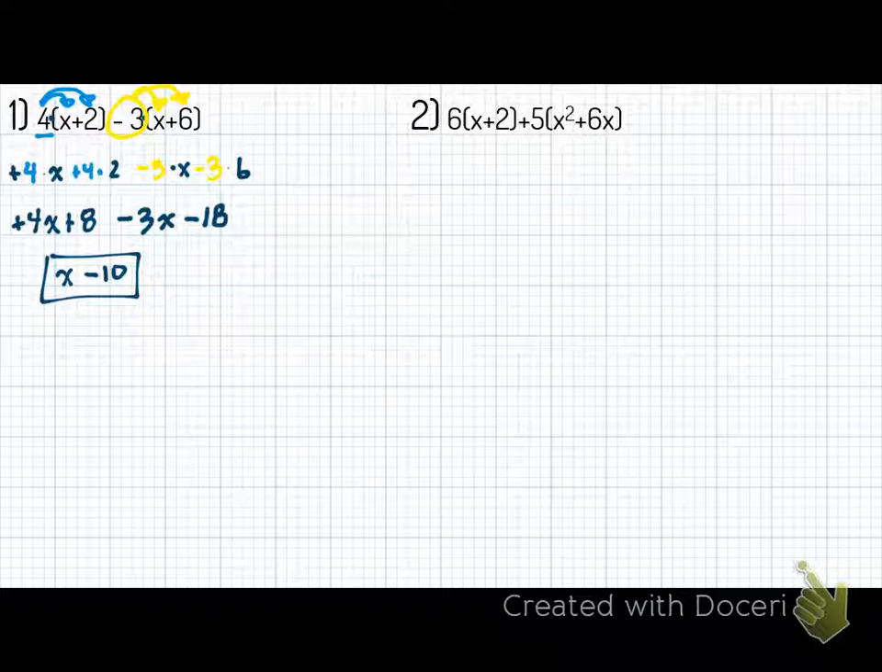So what did I do again? I looked at these. I saw that I had to distribute the 4 into this first term and then negative 3 into the second term. Then I multiplied it out, combined like terms, and I got my final answer.